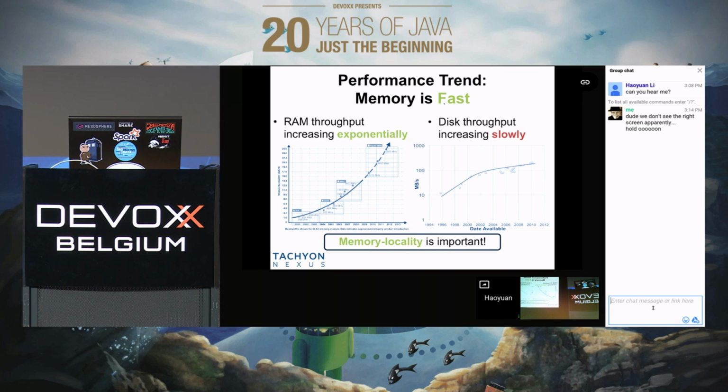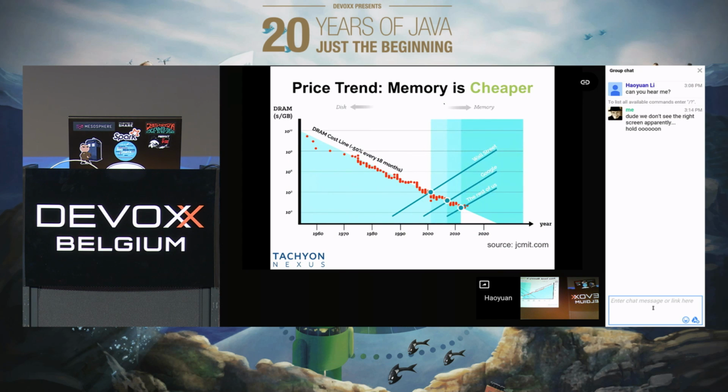Then you can see that memory locality is very important. It's a key to achieve very low latency interactive queries. That's a performance perspective. Then let's take a look at the price trend. During the past several decades, DRAM cost decreased exponentially. Every 18 months, the DRAM cost decreased around 50%.